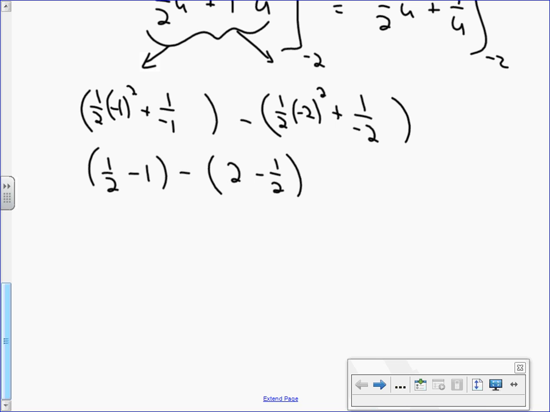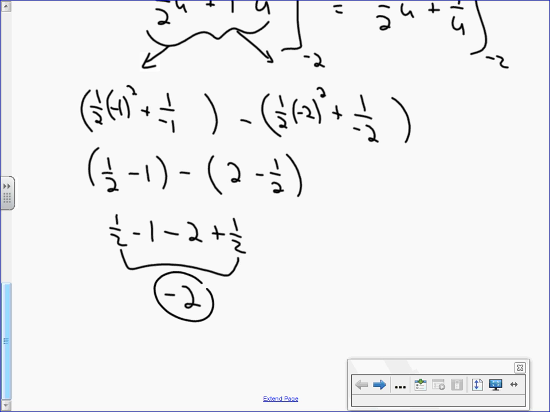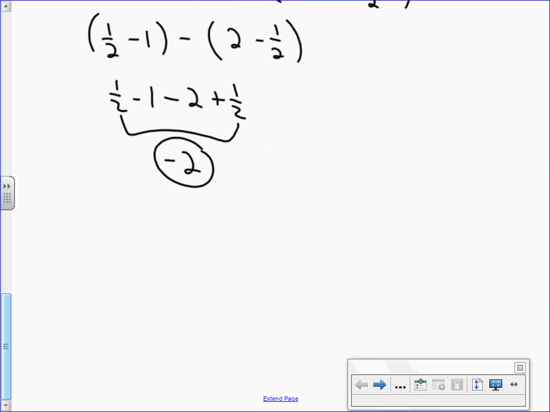And sometimes nice things happen. Like this is a 1/2, and a plus another 1/2, so that's 1. 1 minus 1 goes away, and the answer is -2. Okay? Another one. The integral from 1 to 4 of 3 square root of x dx.